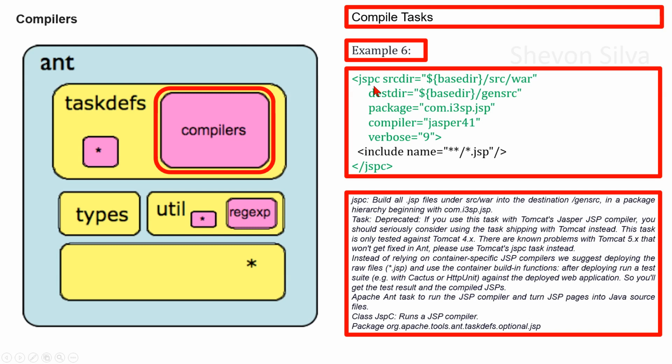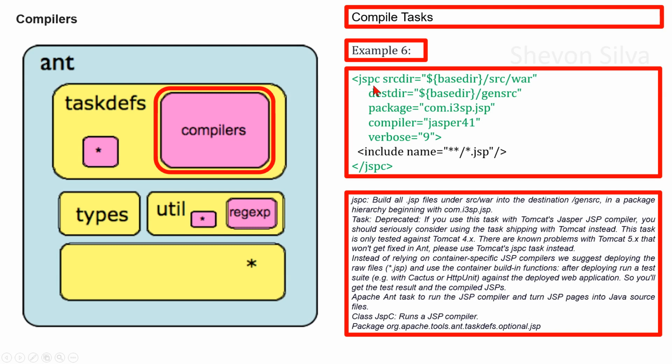Instead of relying on container specific JSP compilers, we suggest deploying raw *.jsp files and using the container's built-in functions. After deploying, run a test suite, for example with Cactus or HttpUnit, against the deployed web application. So you will get the test result and compile the JSPs.